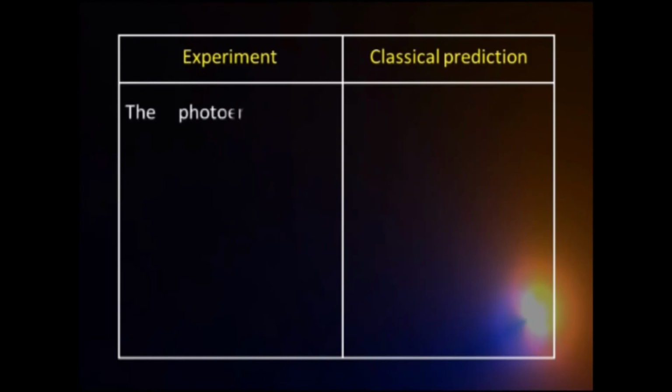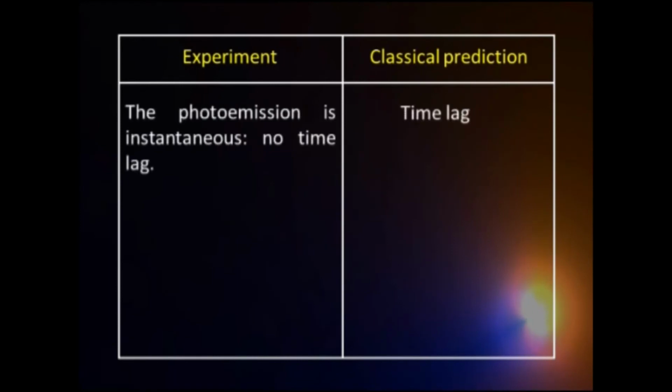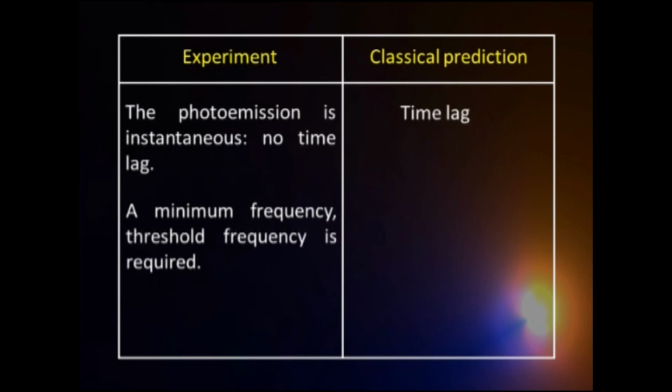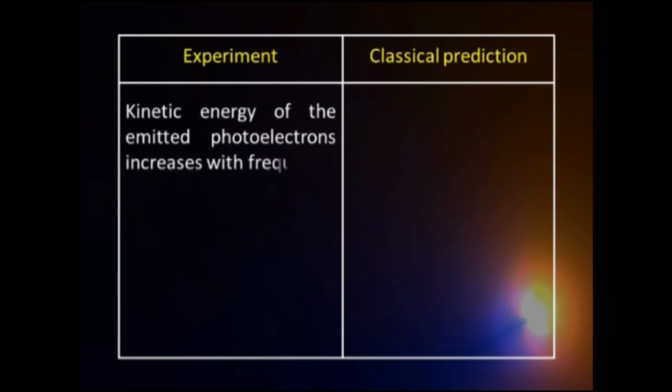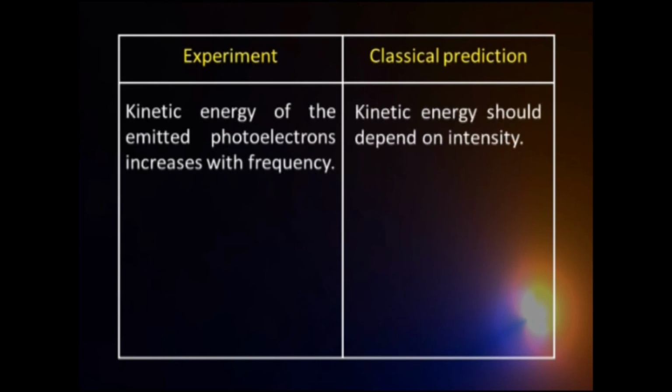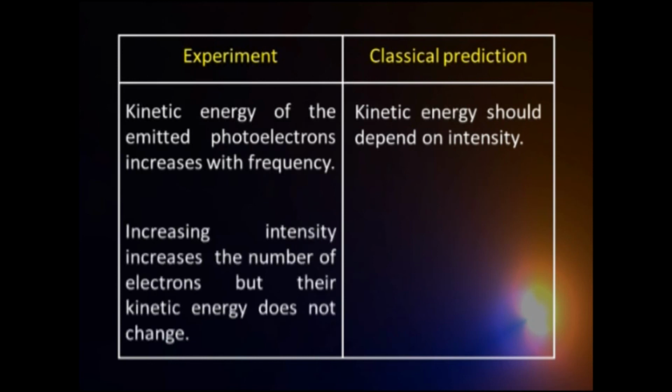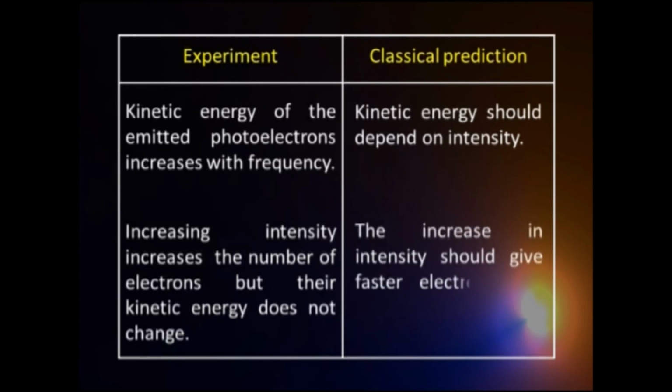So let's again see what we experimentally observed and what is the classical prediction. Experimentally observed, there is no time lag. Classical prediction is there must be a time lag. Second experimental observation was that we need a minimum frequency called the threshold frequency. Classical prediction does not look forward to any threshold frequency. Thirdly, the kinetic energy of the emitted electron increases with frequency, whereas the classical prediction is that kinetic energy should depend on intensity and not on frequency. And fourthly, increasing intensity increases the number of electrons, but kinetic energy remains the same, whereas the classical prediction is that an increase in intensity should give faster electrons and not more electrons.